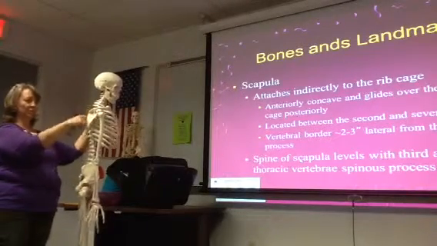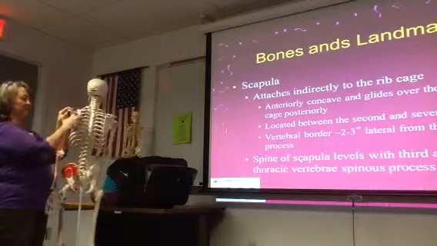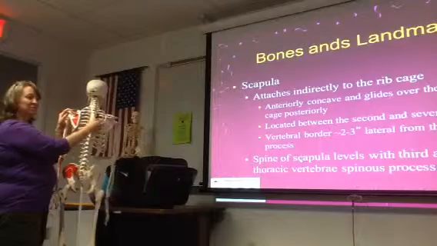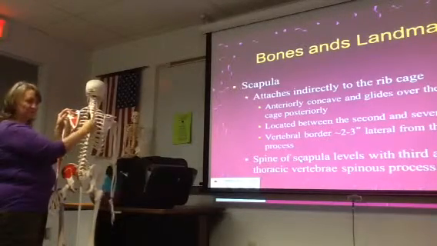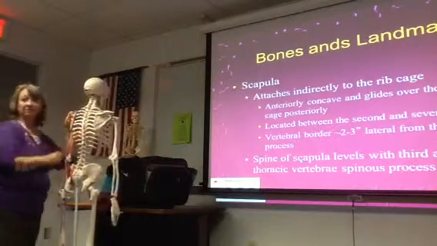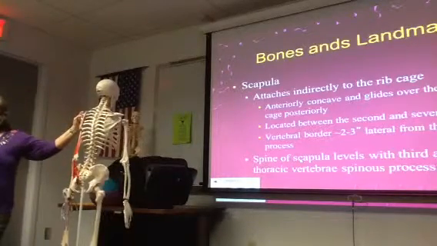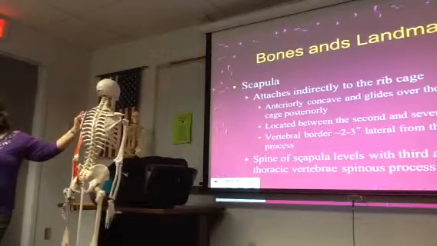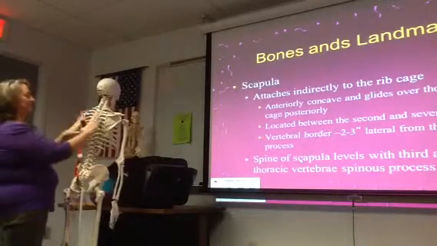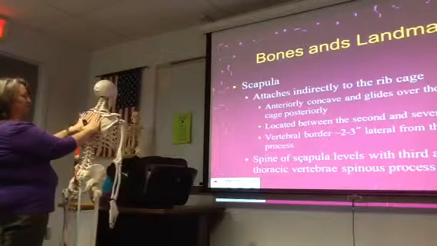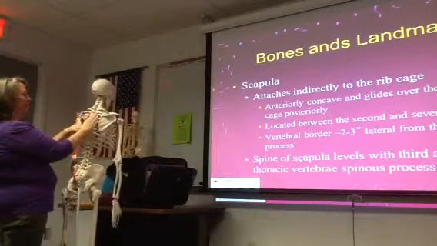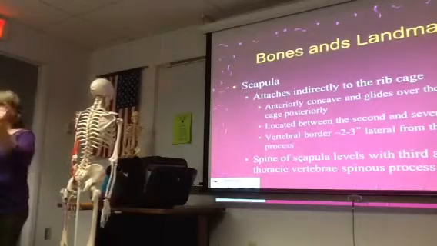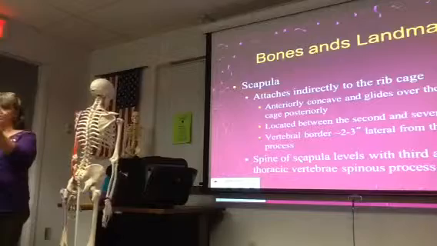The vertebral border, the border by the spine, or by the vertebra, should be about 2 or 3 inches lateral from the spinous processes. In a bigger person it might be further away, in a smaller person it might be closer together. There are no absolutes on that, but you want to look to see that there is some space, and that that space is pretty even side to side. If you're assessing somebody's shoulder, you need to really be looking at that.